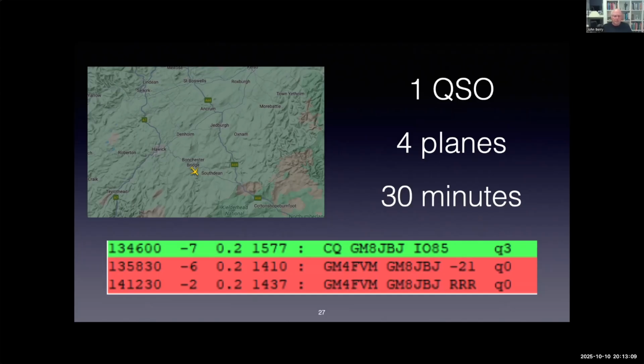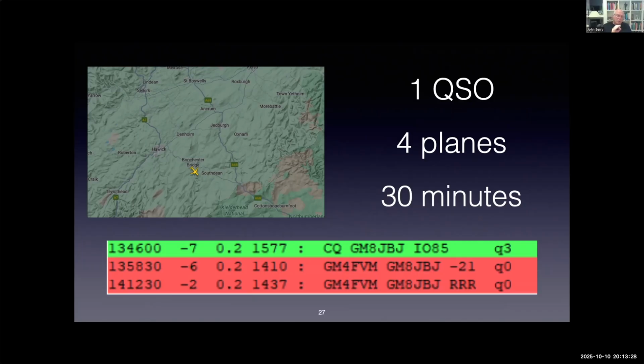You didn't see the other side of the communication. This is only one side. But he then reports RRR, all received. And we pushed it on to get a 73. We didn't have to, but we got a 73. We needed 4 planes to do the whole affair over 30 minutes to get this.